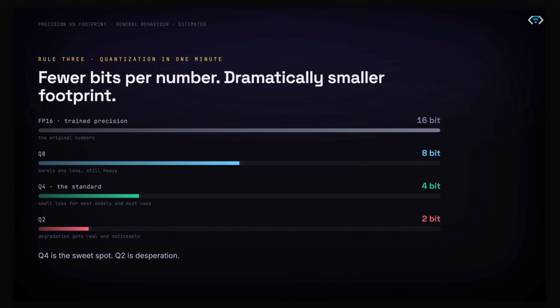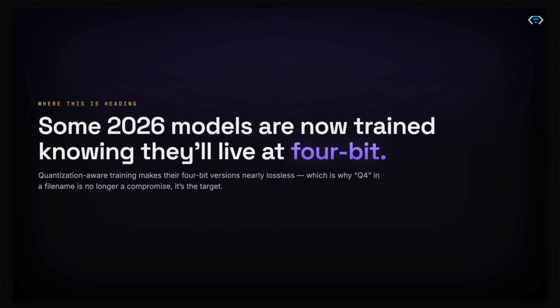So when you see Q4 in a file name, that's the sweet spot. Q2 is desperation. And some 2026 models are now trained knowing they'll live at 4-bit, quantization-aware training, which makes their 4-bit versions nearly lossless. That's the direction everything is heading. 3 rules: memory equals half the params, active params equal speed, 4-bit is the sweet spot. Now let's climb the ladder.